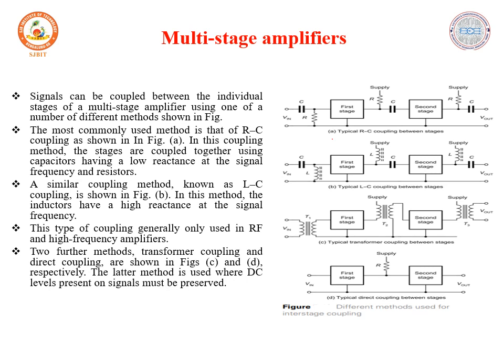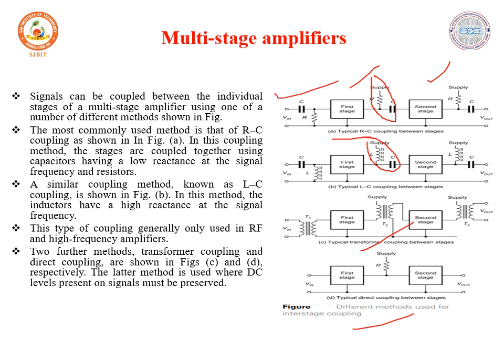You can observe here the typical RC coupling between the stages. RC we are going to use to couple the first stage to the second stage. We are going to use LC coupling circuit, L and C components. We are going to use transformer coupling and then direct coupling. The most commonly used method is RC coupling, as shown in this figure.